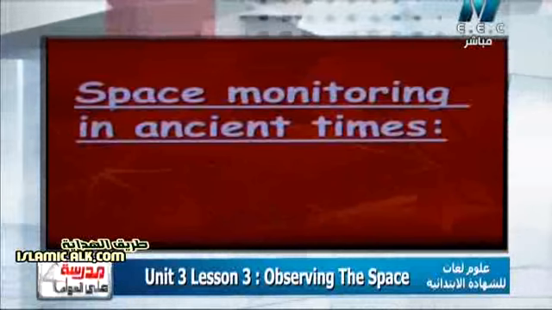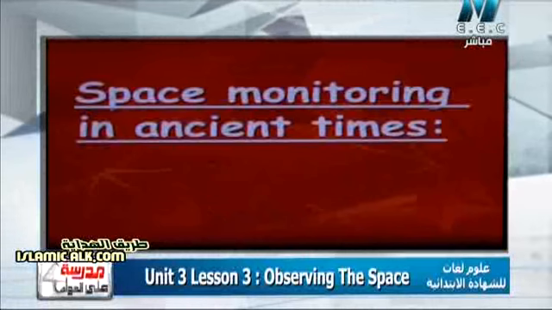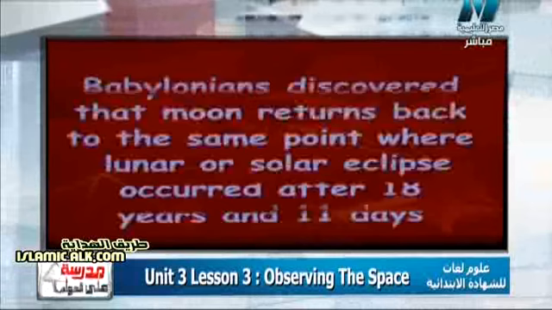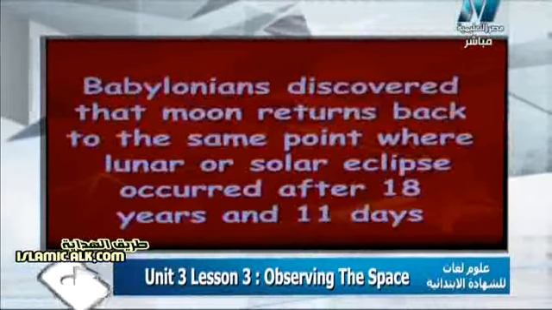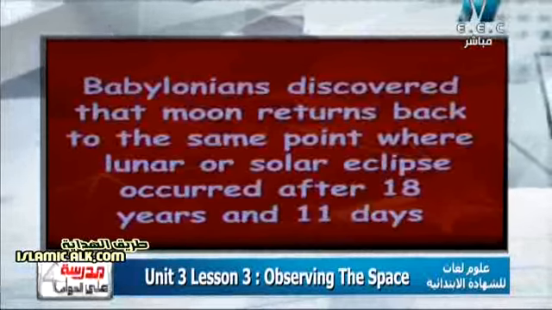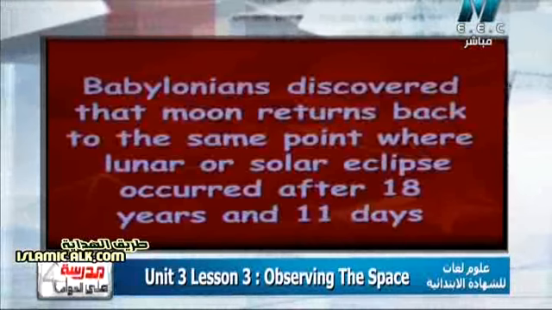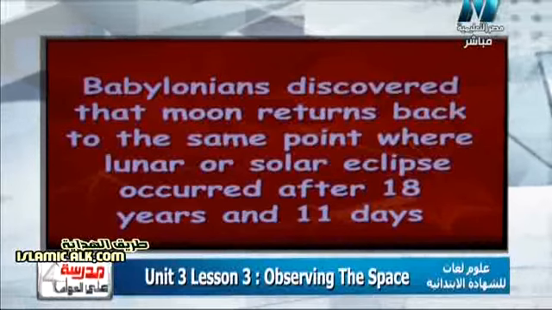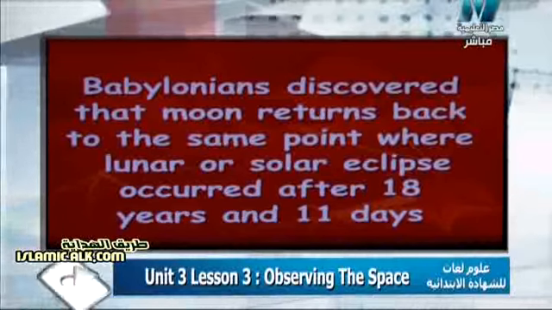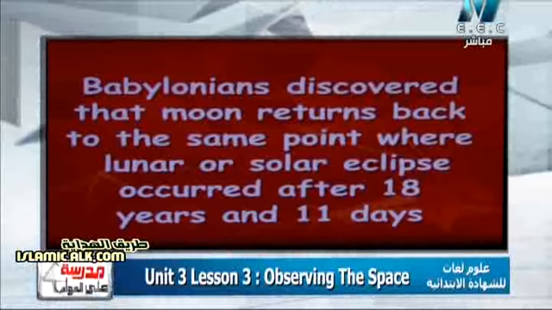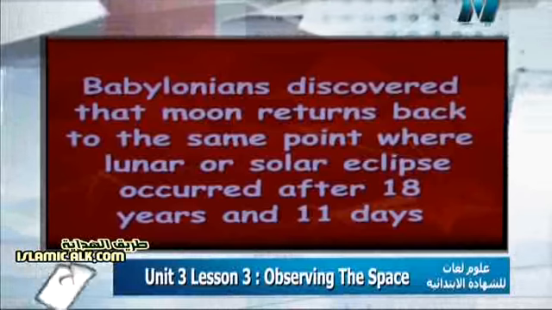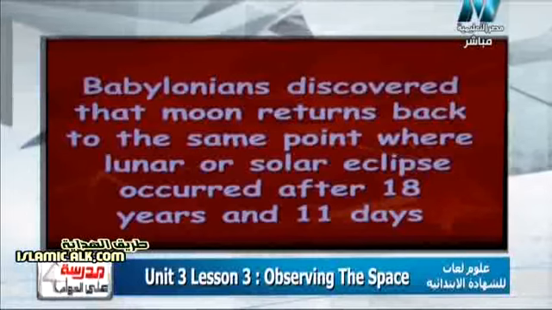So, what about space monitoring in ancient times? Let us have a historical hint. ناخد لمحة تاريخية about space monitoring in ancient times. Look here, the Babylonians discovered that the moon returns back to the same point where a lunar or solar eclipse occurred after 18 years and 11 days. The Babylonians were great scientists.